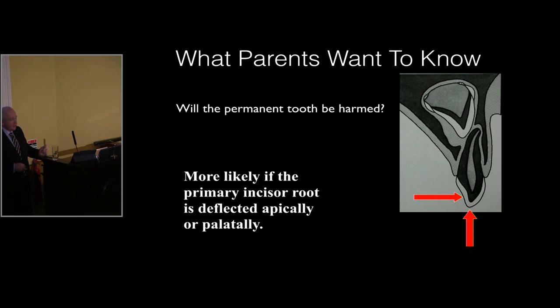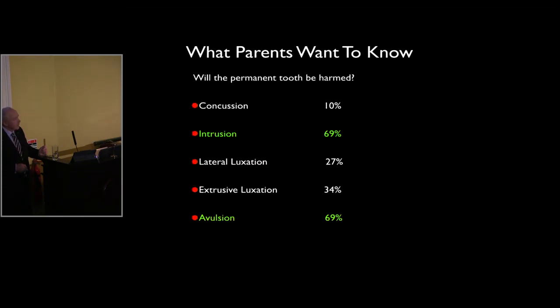And the direction of movement of the primary incisor determines the likelihood that the permanent incisor will be affected. So the 2 key injuries that result in much higher incidence of damage to the permanent tooth are intrusion and avulsion. Those are the two. And there's about 70% for each of those.